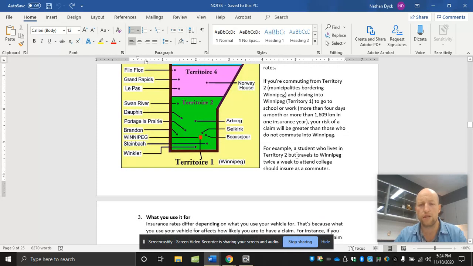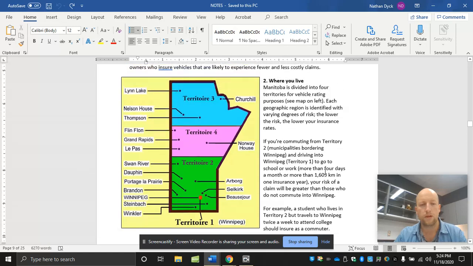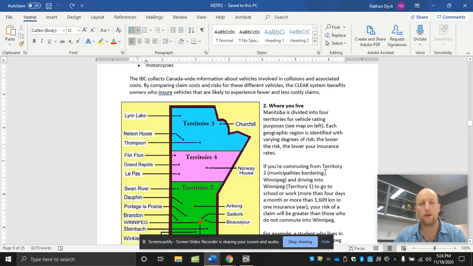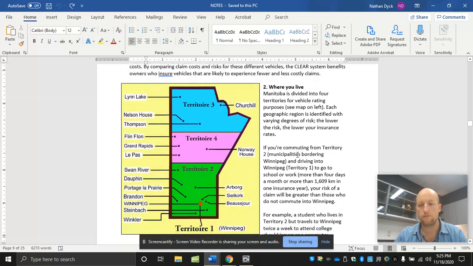For example, a student who lives in Territory 2 but travels to Winnipeg twice a week to attend college should insure as a commuter. So be aware of the fact that depending where you live, it actually will cost you more or less money on your insurance.